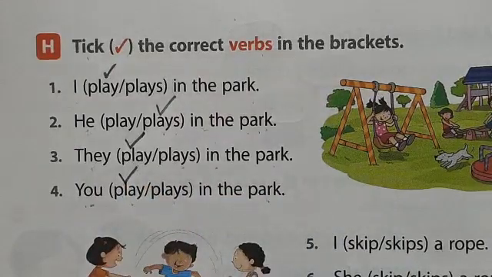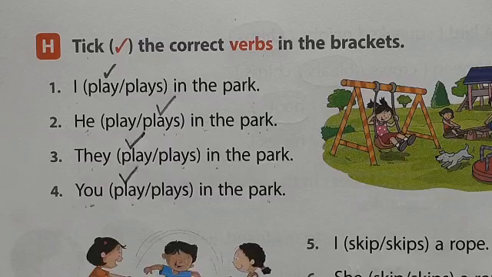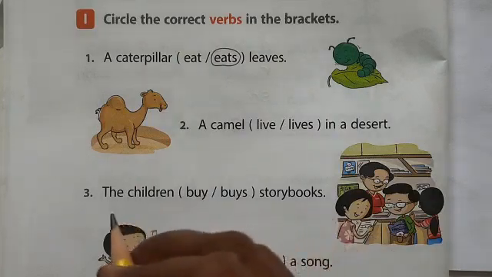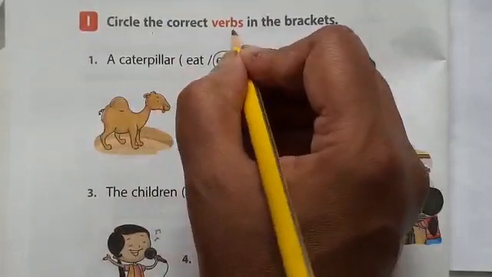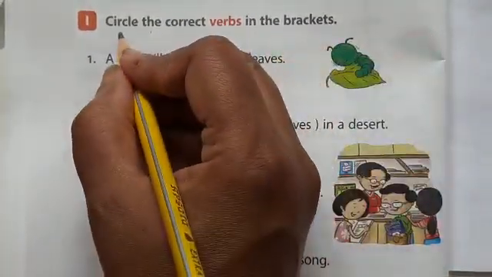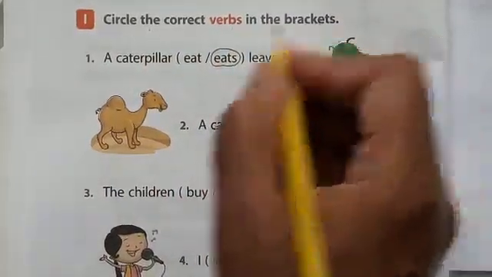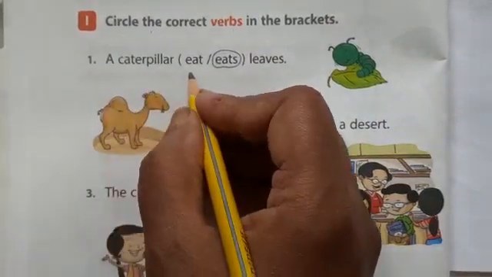Now children, I want you to do the next four sentences on your own. Okay? Now let's move on to exercise I. Children, let's see what's there in exercise I. Circle the correct verbs in the brackets. First one: a caterpillar eat leaves.